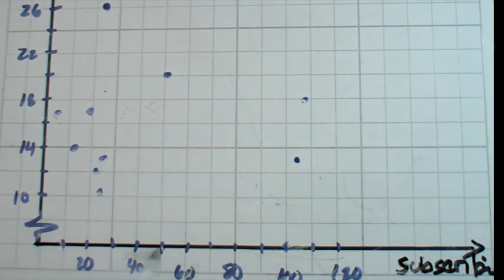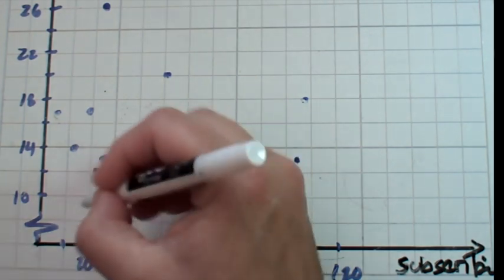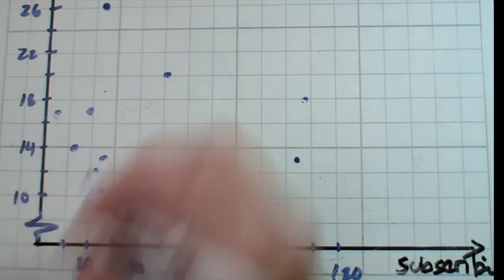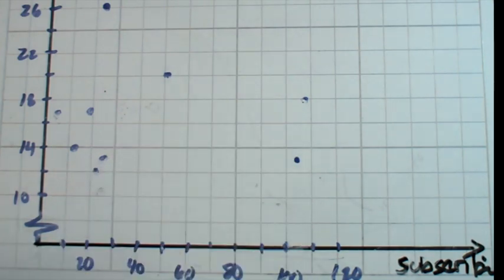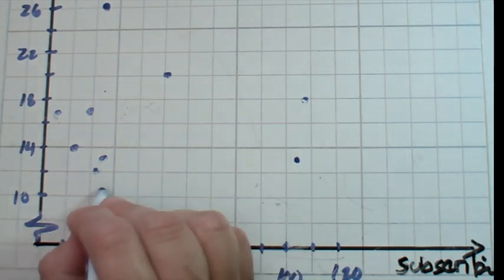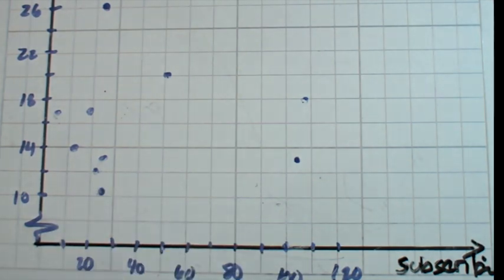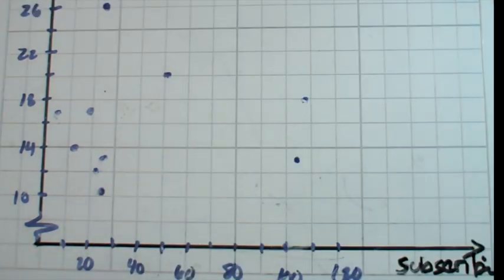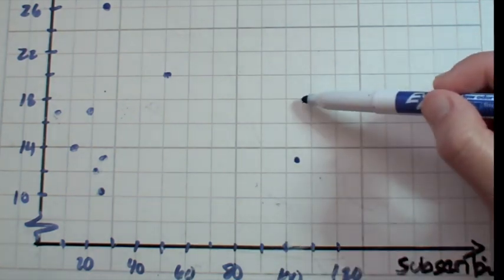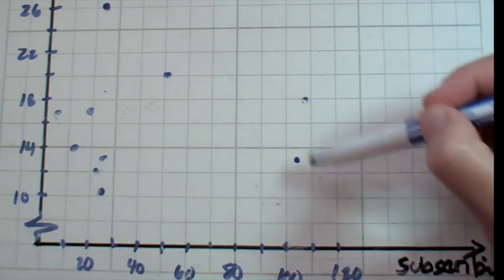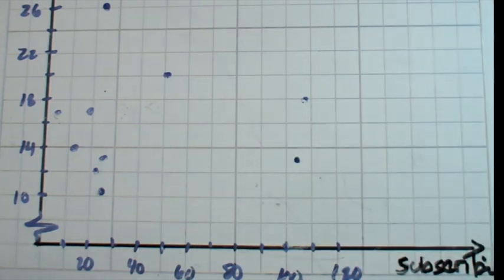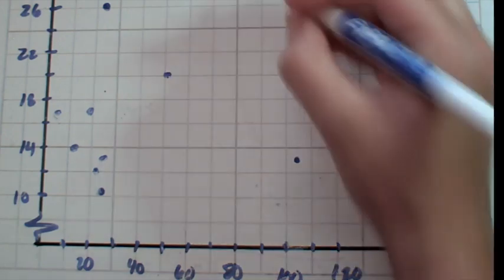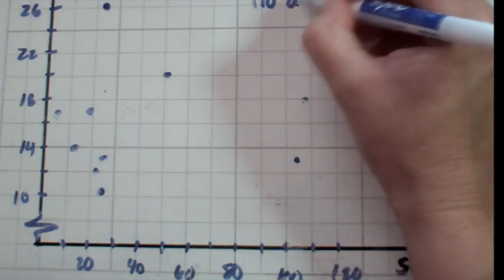So for a small amount of subscribers, I have some people who are making a measly $11 million. Why does that keep erasing? A measly $11 million. And then I got some people with the same number of subscribers who are earning 26 million, the most of anybody. And then these people who have more subscribers, they're kind of in the middle. They're not high or low. So what I would say for this graph is no association.